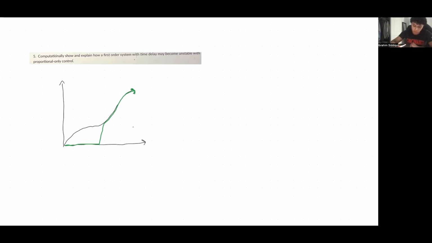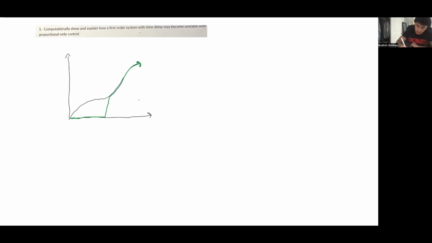Essentially we want to derive an equation for this. We're going to start with K, which is our gain, and then we have our e factor to the negative of our time delay, phi times s, which is our Laplace domain. And this will be over tau s plus 1. Okay, so from this, we can look specifically at this right here.